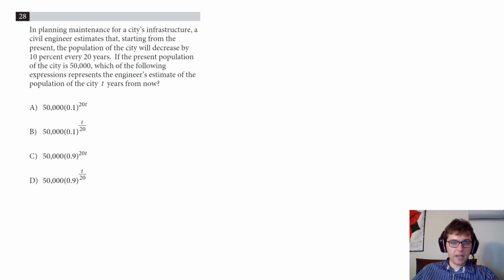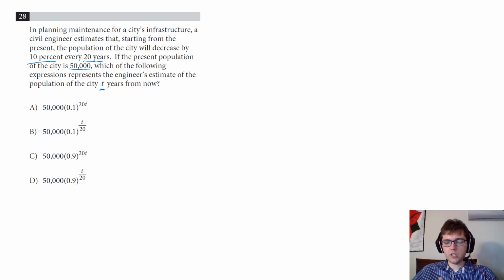Problem 28. In planning maintenance for a city's infrastructure, a civil engineer estimates that starting from the present, the population of the city will decrease by 10% every 20 years. If the present population of the city is 50,000, which of the following expressions represent the engineer's estimate of the population of the city t years from now? So this is an equation.